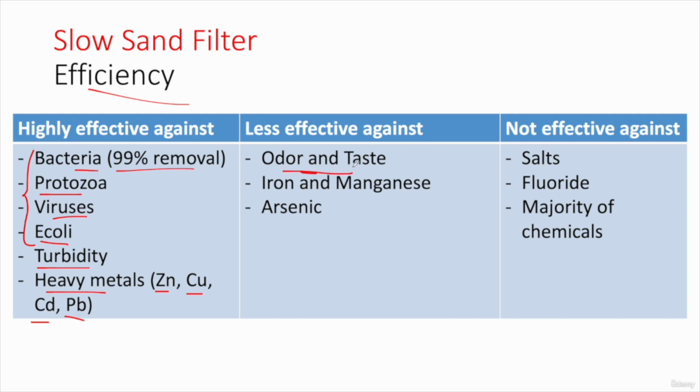To remove odor and taste, we usually use the activated carbon media. And a slow sand filter only accepts sand as media. So if your initial water has odor and taste, we must choose a rapid sand filter with an activated carbon media. Also less effective against iron and manganese when they are in the ionic form, when they are dissolved in water. So these are ions, and also less effective against arsenic.